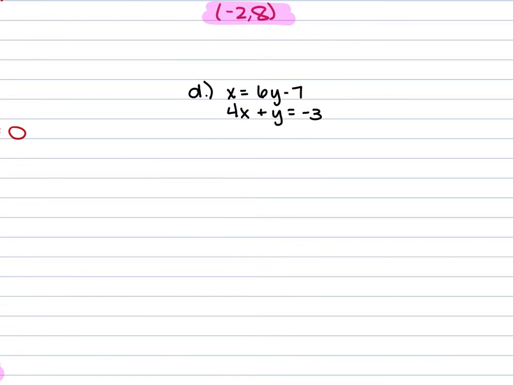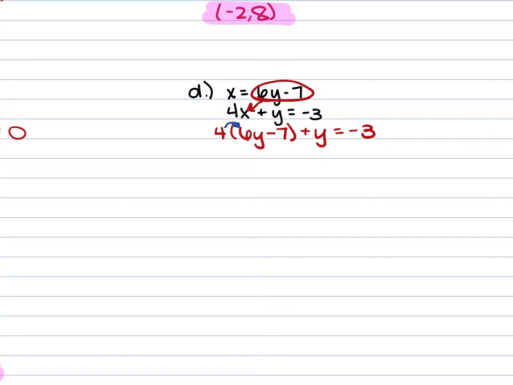For example D, we have x is equal to 6y minus 7, and 4x plus y is equal to negative 3. So for this one, I now have an x is equal to. So I'm going to take what x is equal to and plug it in for x in my second equation. So this 6y minus 7 is going to go in for x in the 4 times x plus y is equal to negative 3. So I'm going to just take this, plug it in for x here. So 4 times 6y minus 7 plus y is equal to negative 3.